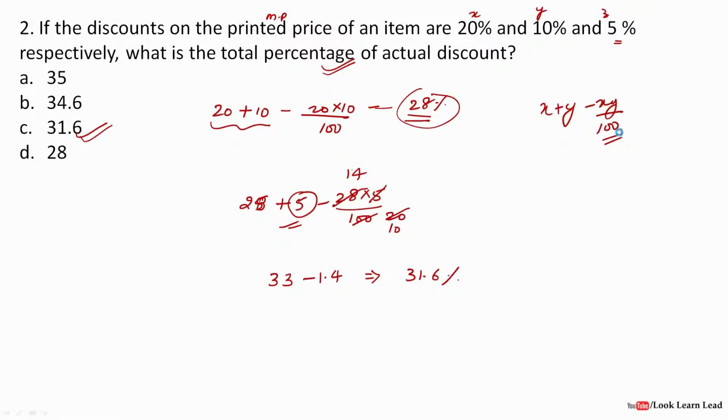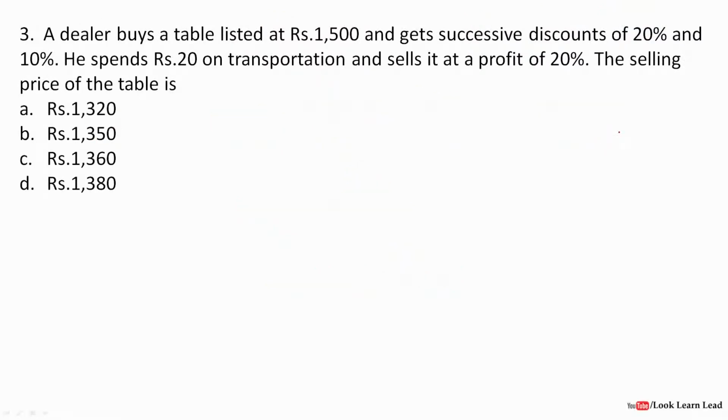So next one. Okay, a dealer buys a table listed at 1500. So it is a listed price or the mark price. It is the mark price which is given. And he gives a successive discount, that is a discount of 20 and 10, and he spends rupees 20 on the transportation and sells it at a profit of 20%. We have to find the selling price.